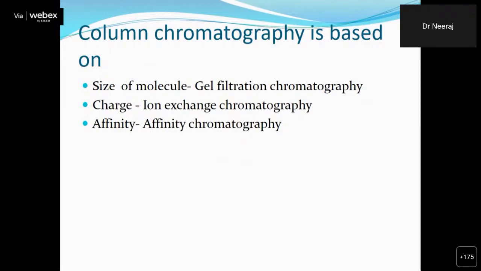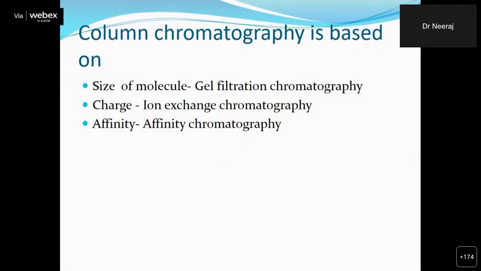Now come to the second, charge. What type of charge is present on the molecule? That means anion, cation. There is a mixture of compounds, and some compounds have anionic charge and some have cationic charge. To separate them out, we use ion exchange chromatography.